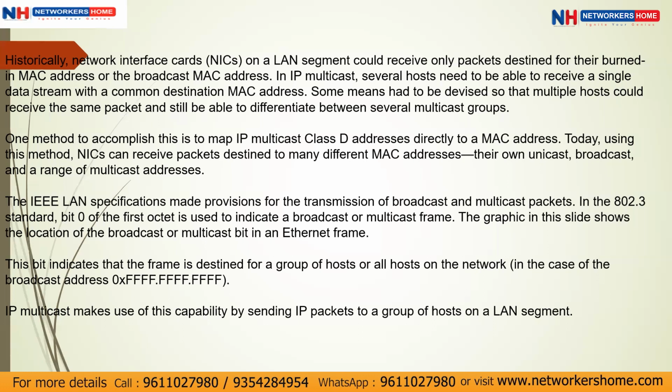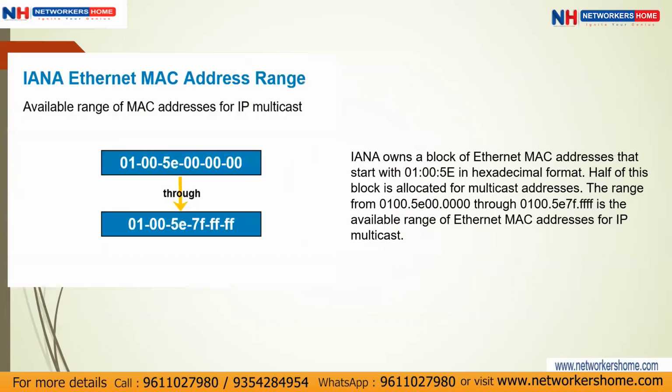The IEEE LAN specification made provision for the transmission of broadcast and multicast packets in the 802.3 standard. Bit 0 of the first octet is used to indicate a broadcast or multicast frame. The graphic in this slide shows the location of the broadcast/multicast bit in the Ethernet frame. The bit indicates that the frame is destined for a group of hosts or all hosts on the network, in the case of broadcast 0xFFFF. IP multicast makes use of the capability of sending an IP packet to a group of hosts on a LAN segment.